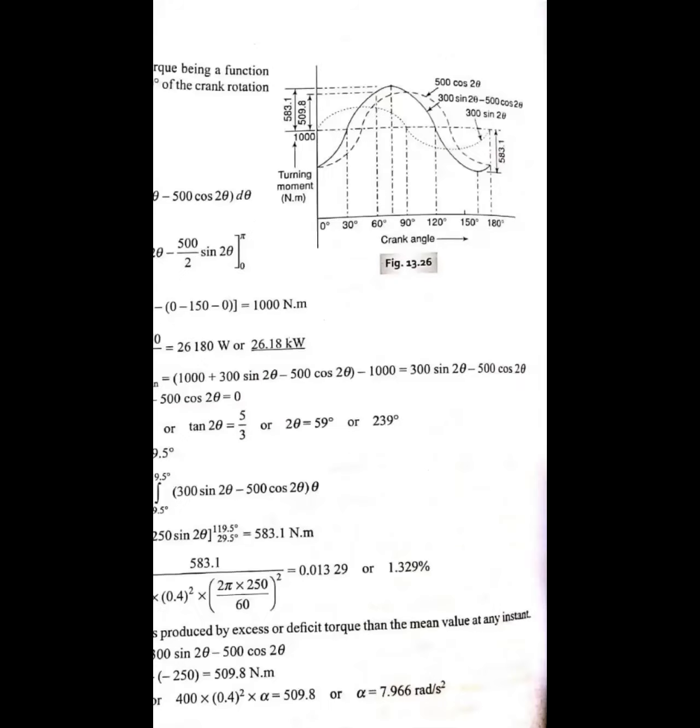They may also draw our 500 cos 2 theta turning curve and 300 sin 2 theta curve. So they are also drawn, the sine curve and cosine curve. When we have drawn the sine curve and cosine curve, then they may also draw the equation of the 300 sin 2 theta minus 500 cos 2 theta curve.